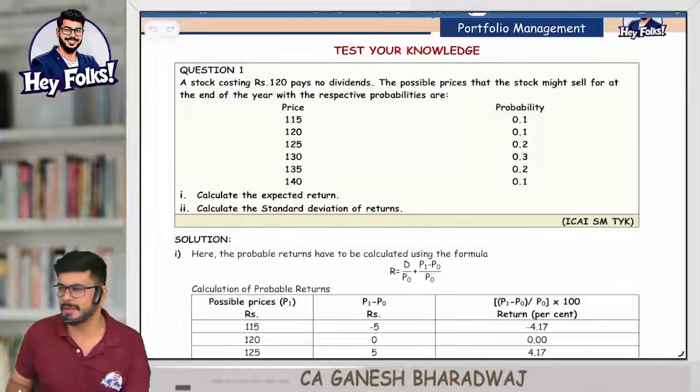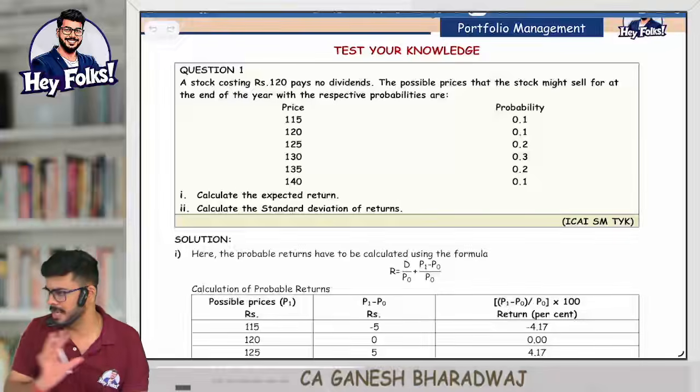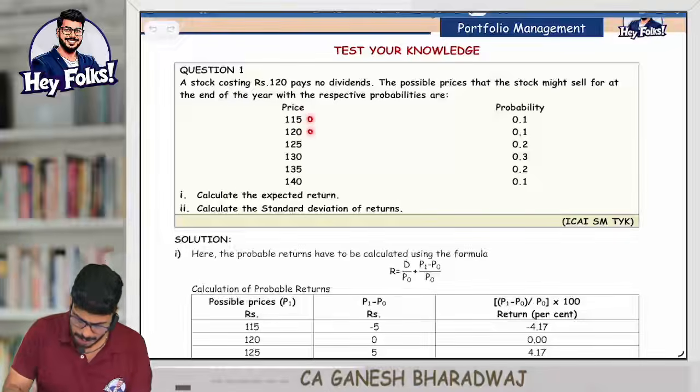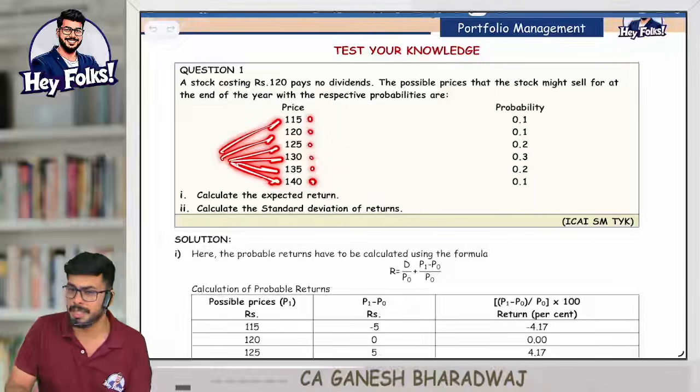Now, generally, when will we use probabilities? When we are expecting, predicting the future. We are not dealing in past data. Is that clear? Now, 1, 2, 3, 4, 5, 6. They have given 6 different expectations. Now, what is this? This is going to be my P1, the price at the end of the first year. Am I right, guys?